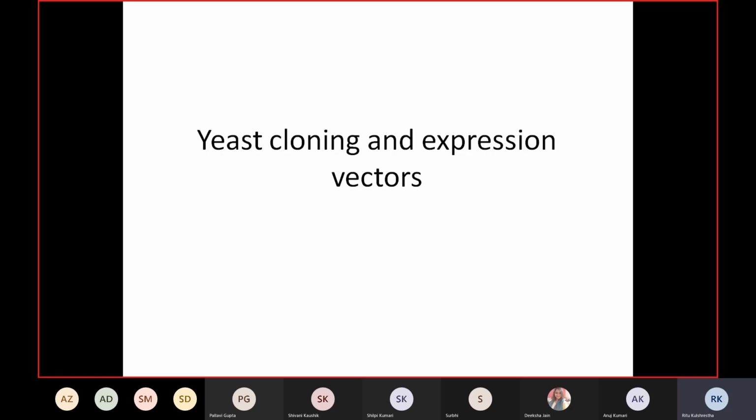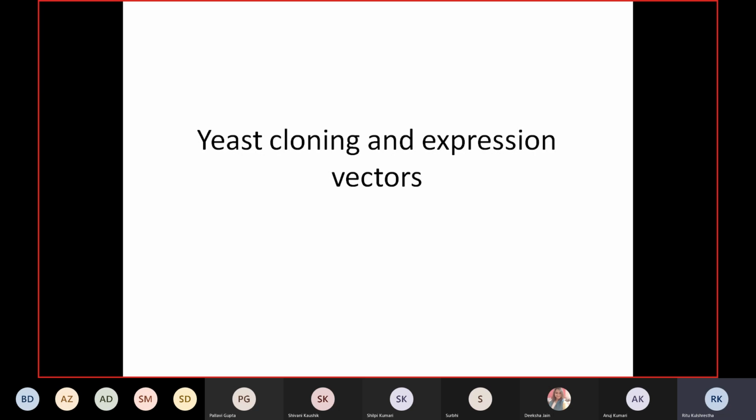In my last class, I covered some of the plasmid vectors, then the modification of plasmid vectors to accommodate larger insert sizes. I also told you that there are something called BAC vectors. And I covered a part of a yeast cloning vector, which is the YAC vectors, and how some modifications are made in YAC vectors to make the insert in them more stable. In continuation with that, I'm continuing with the yeast cloning and expression vectors.